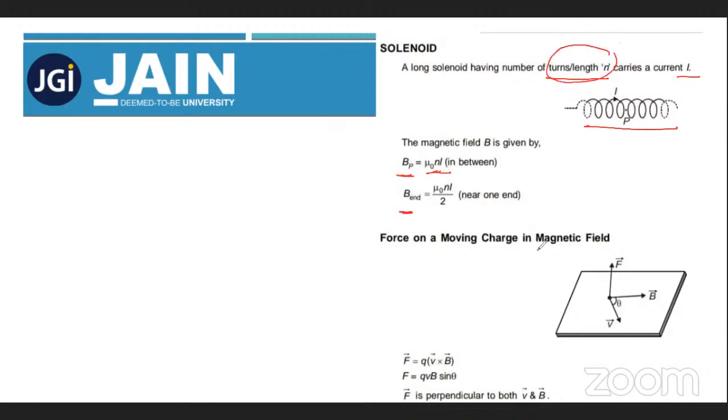Force on a moving charge in a magnetic field is given by qvB sine theta, or you can write it as the cross product of v and B, where q is the charge, v is the velocity, and B is the magnetic field. Also, F is perpendicular to both the velocity and the magnetic field. This is what you have to know. A lot of formula-based questions will come.